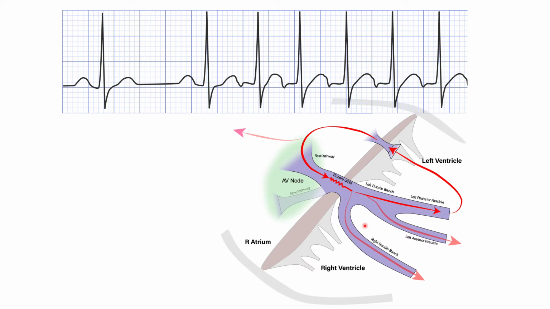Similarly with AVRT, which is a macro reentry circuit, when it initiates with a PAC, it blocks anterogradely in the accessory pathway and goes down the AV node. This delay in the AV node is required because it allows the accessory pathway to recover, because by the time it gets to the accessory pathway, it has had ample time to recover, and it's able to conduct retrogradely to re-excite the atrium, which can continue and form this loop. So AVRT is less likely based on this observation.